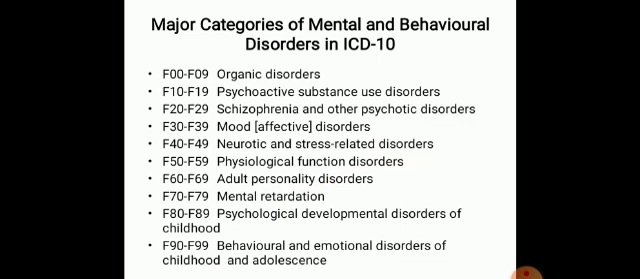50 to 59 deals with psychological functional disorders. 60 to 69 is personality disorder. 70 to 79 is mental retardation. 80 to 89 is psychological developmental disorders of childhood. And 90 to 99 is behavioral and emotional disorders of childhood and adolescence. In the future classes, we will be dealing with mood disorders, schizophrenia, anxiety disorder, substance use disorder, and certain psychiatric emergencies that you would be seeing in your day-to-day life.